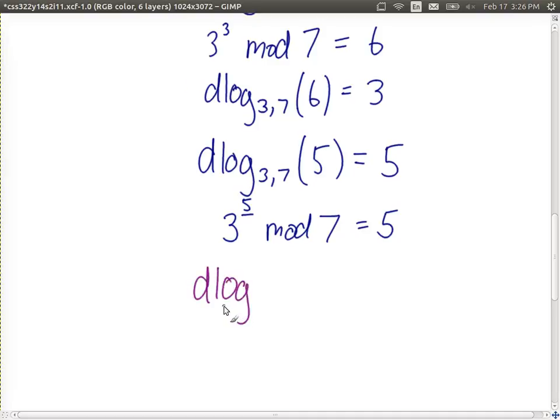Discrete log. Let's change the base. Base 2. Keep the same modulus, 7. Discrete log of 4, base 2, mod 7. Let's write it from the inverse perspective. That means the base is 2. 2 to the power of something, mod 7, equals 4. What is that something?